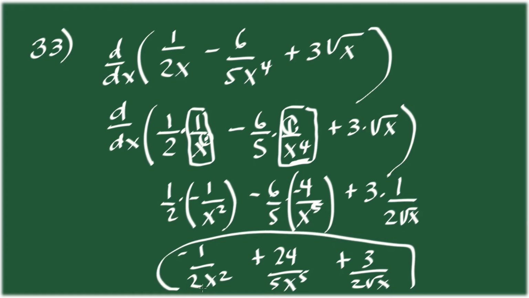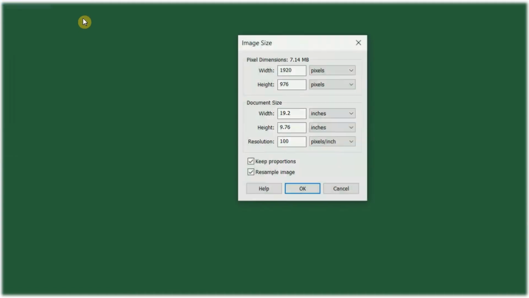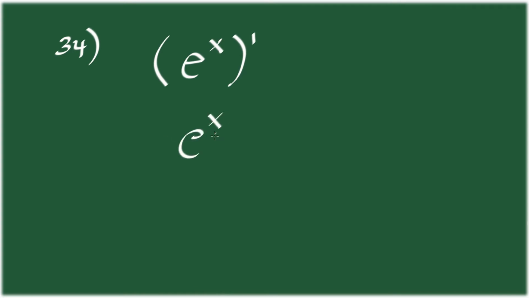Okay, for number 30, let's say we have this exponential e to the x. Go ahead and find the derivative. So the derivative of e to the x is itself, e to the x.